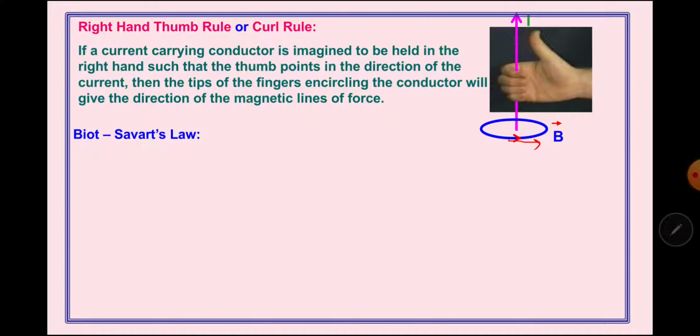There are further so many methods for that. Depending upon the situation, we use all the different methods. Students, Biot-Savart's law is used to find out the magnetic field due to a very small current element.